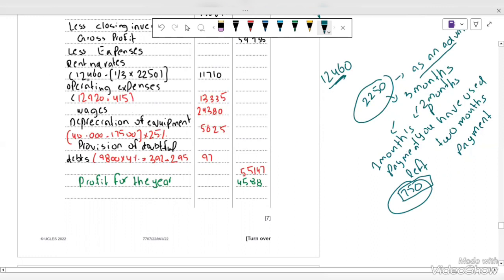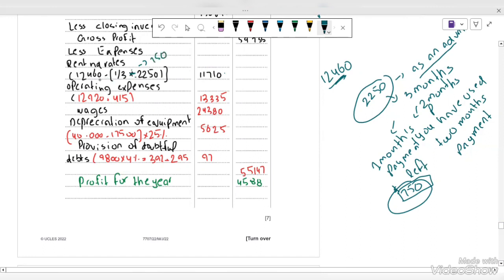So that is why this $750 should not be added into expenses, because it is not our expense. It is basically our asset. So we just need to minus 750 from 12460. This would give you the same answer: 1/3 divided by the 2250, so it will give you 750.